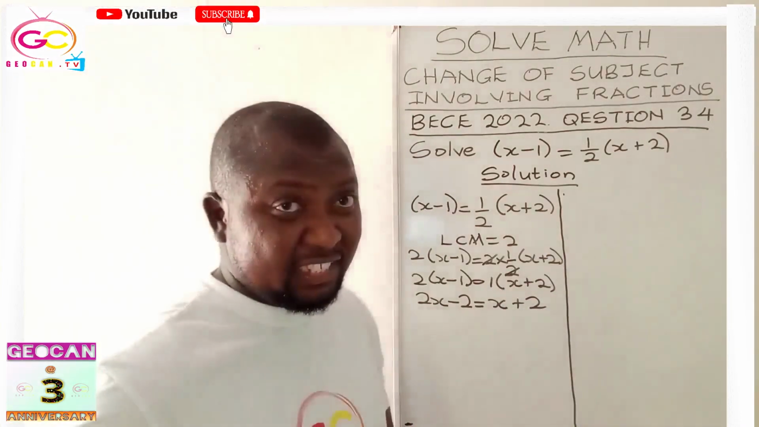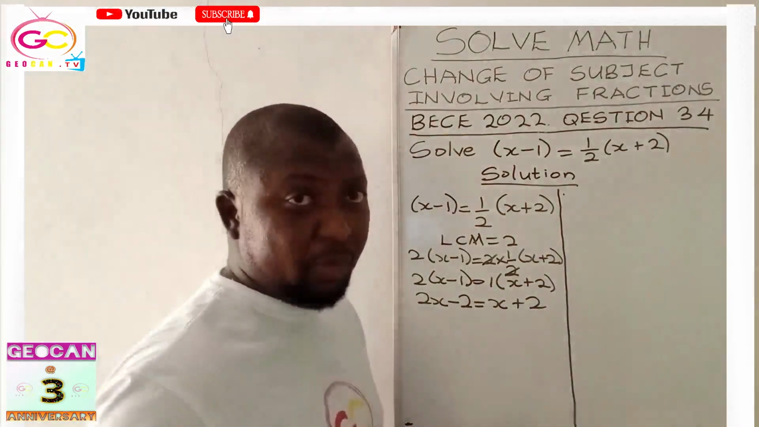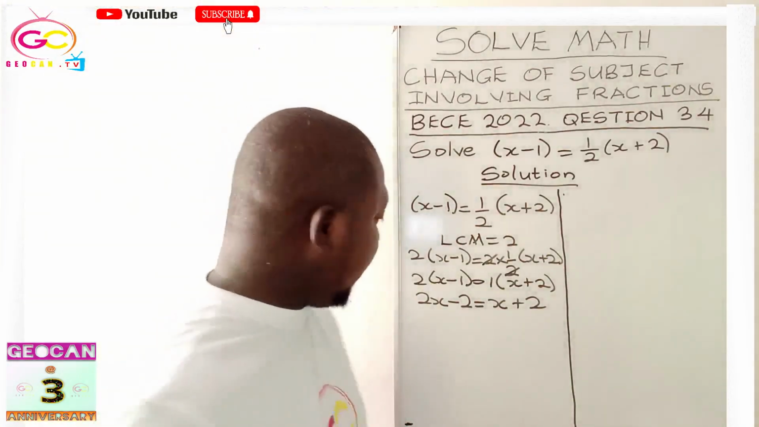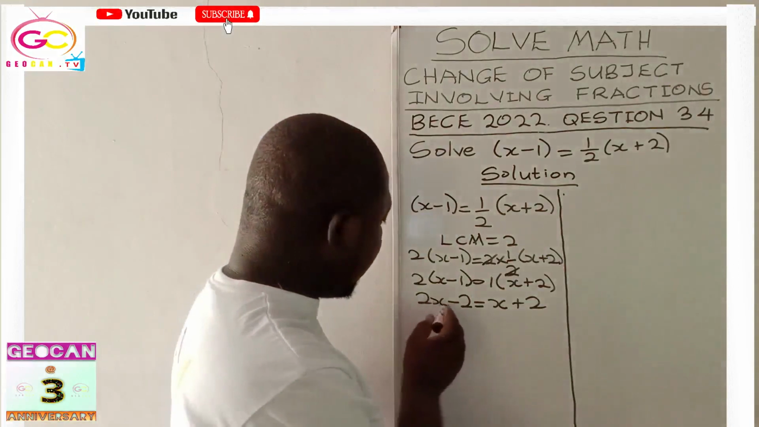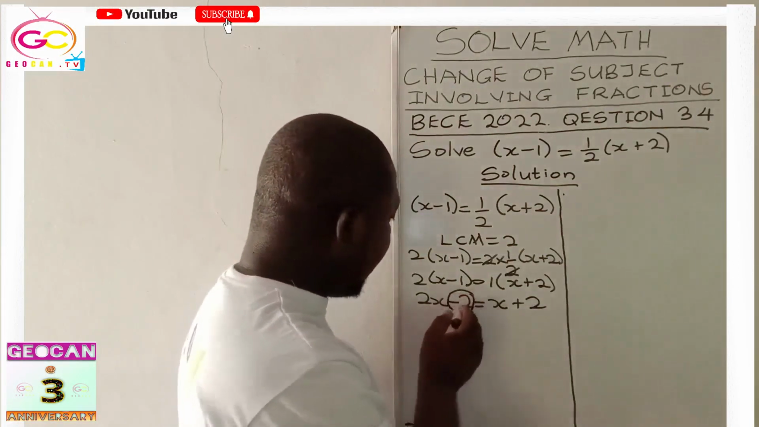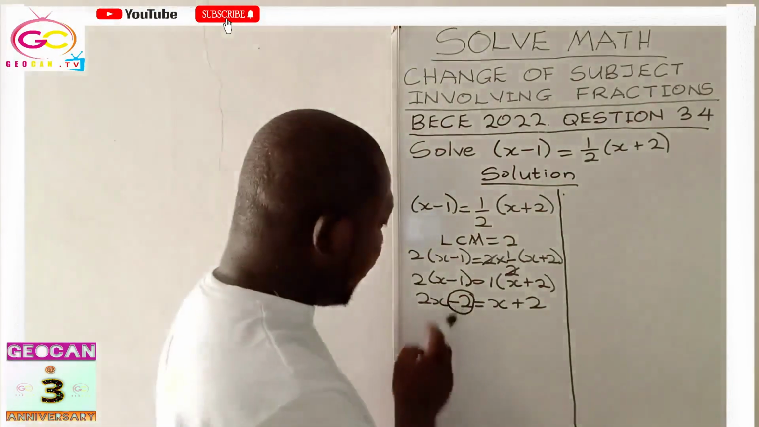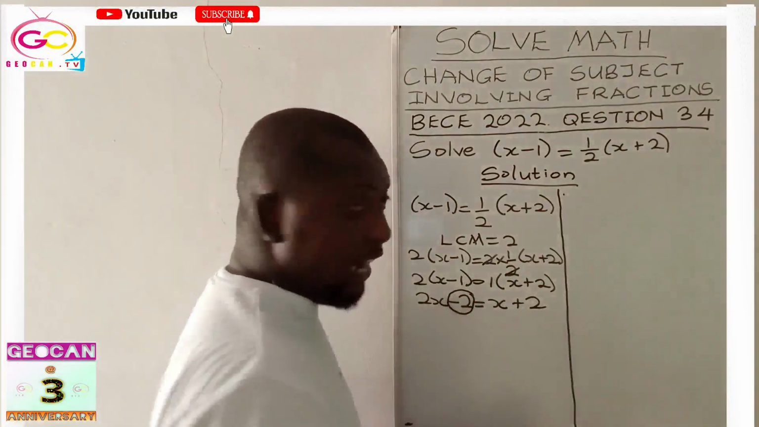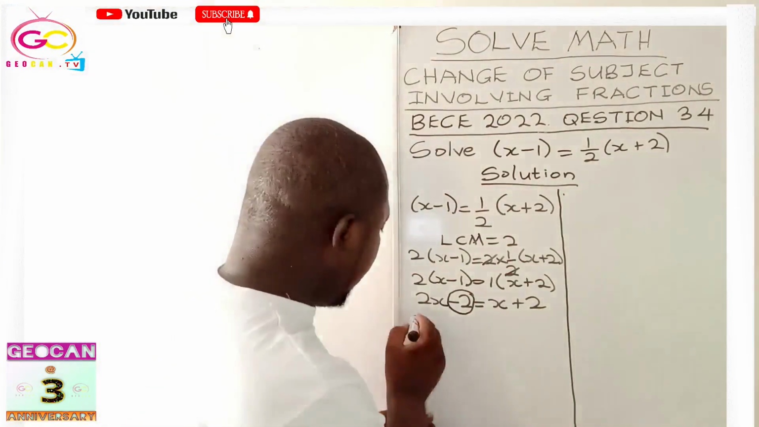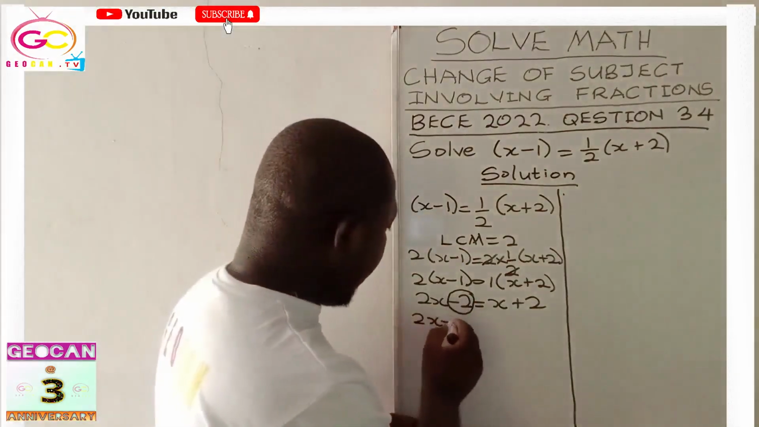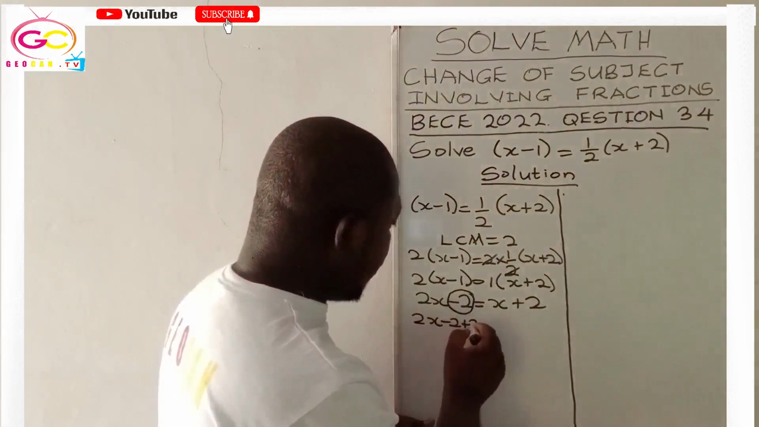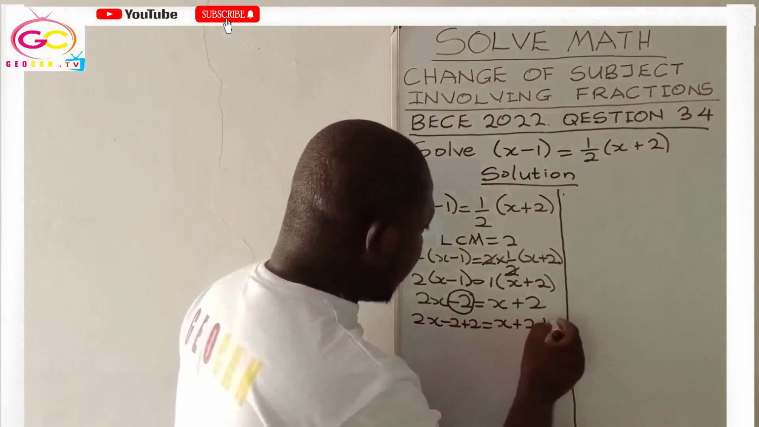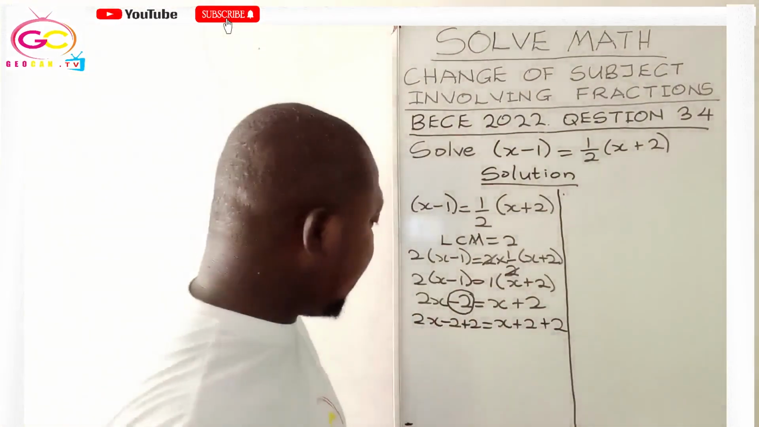Good. Math is systematic. Good. Now, remember, we are making x the subject, so anything closer to x should be gotten rid of, okay? So it's step by step. Here, what do we have closer to 2x? We have negative 2. So in order to clear this negative 2 from here, so that we can group like terms, let's add 2 to both sides of the equation step by step. So 2x minus 2 plus 2 is equal to your x here plus your 2 plus 2, because you're adding 2 to both sides of the equation.